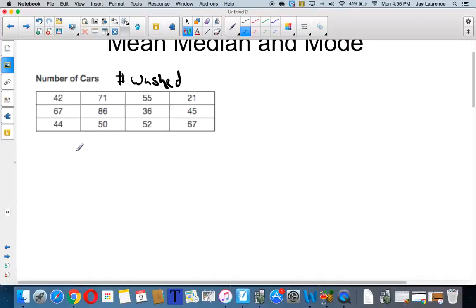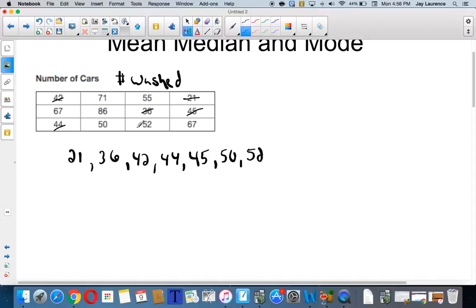So let me see here. The smallest number appears to be 21, and then 36, putting them in order, 42, 44, I think 45. Oh, by the way, they're being watched over the past 12 days. 50, 52, 67 shows up twice.